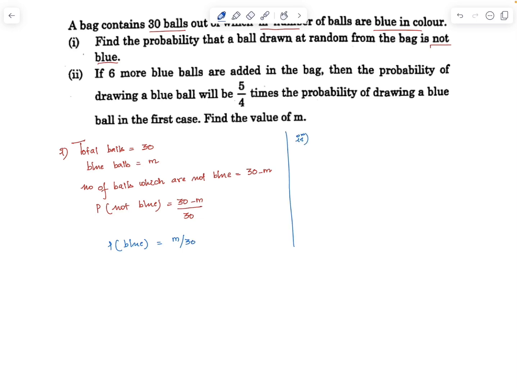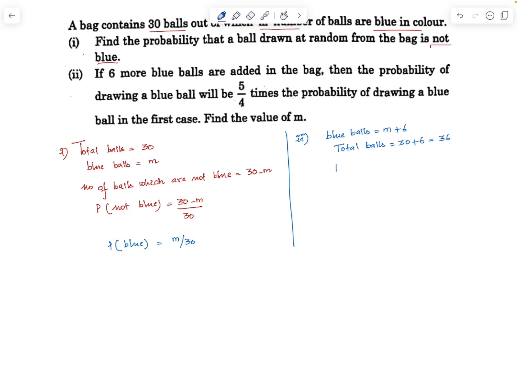6 more blue balls are added to the bag. That is, blue balls count become m plus 6. And this is going to reflect in the count of the total balls also. Earlier it was 30, now 6 more added, so total is 36.